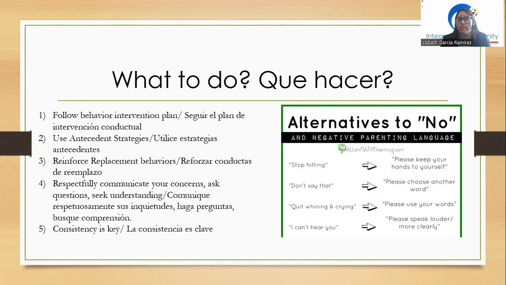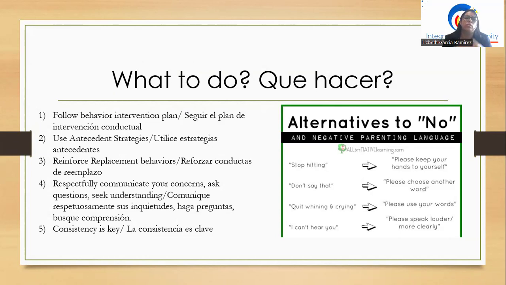For example, instead of saying stop hitting, you can say, hey, please keep your hands to yourself. Or instead of saying don't say that, you can say, can you please choose your words another way, or please choose another word to say, like stop bothering me. Instead of saying quit whining and crying, you can say, hey, can you please use your words if they have vocal language? And instead of saying I can't hear you, maybe you can say, hey, can you please speak louder or more clearly so that I can understand? Again, if your child has these vocal communication skills.